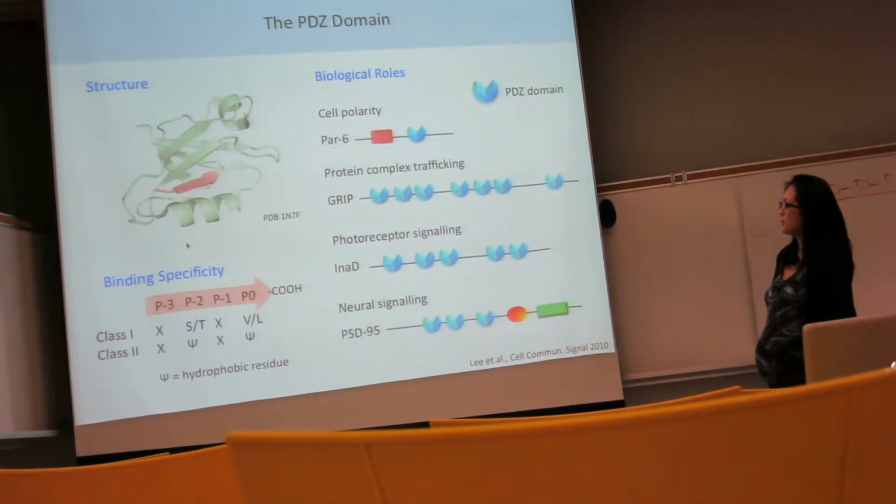The binding specificity of the PDZ domain has been well studied, and the specificity has been broadly categorized into 2 classes. The first class prefer a serine or threonine at the 2 positions from the C termini, and a valine or leucine at the last position, whereas a class 2 specificity prefers hydrophobic residues at these 2 positions.